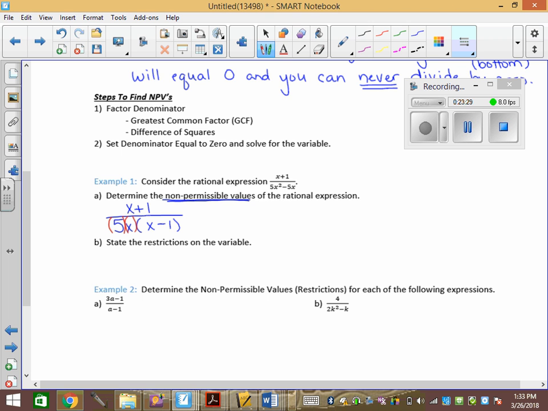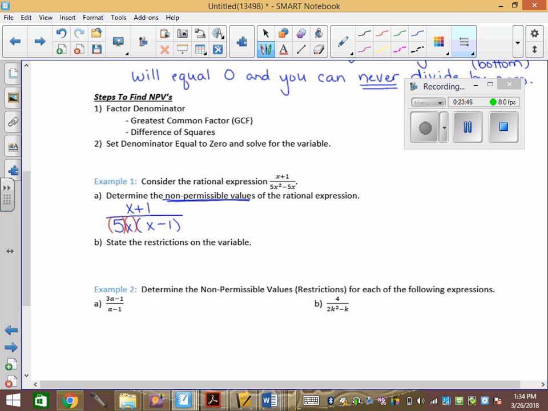Why is it so important? For 2 things. When you do multiplication and division and simplification, it's way easier if you put them in brackets. You won't cross off wrong things. And second off, you put them in brackets, NPVs are way easier. So what we're trying to figure out is what can these x's not be, that if they were that, this denominator would become 0. Okay?